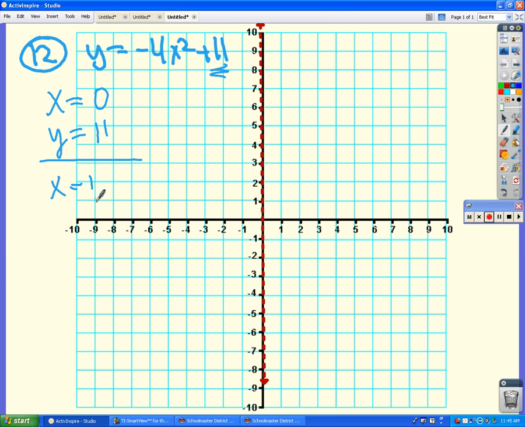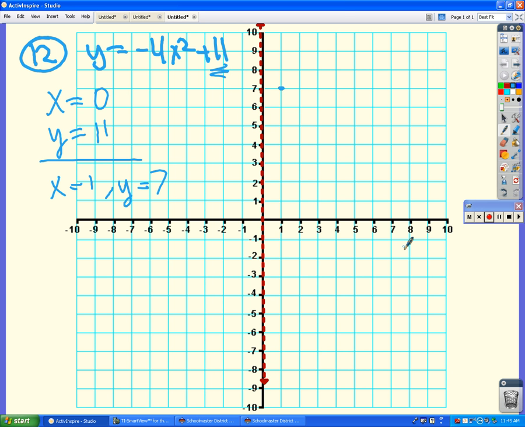So if I pick x equals 1 and plug that in for x to figure out what y is, what's 1 squared? 1. And 1 times negative 4 is? Negative 4. And negative 4 plus 11 is? 7. So that tells us that when x equals 1, y equals 7. So now that gives us another point on the graph, over there.